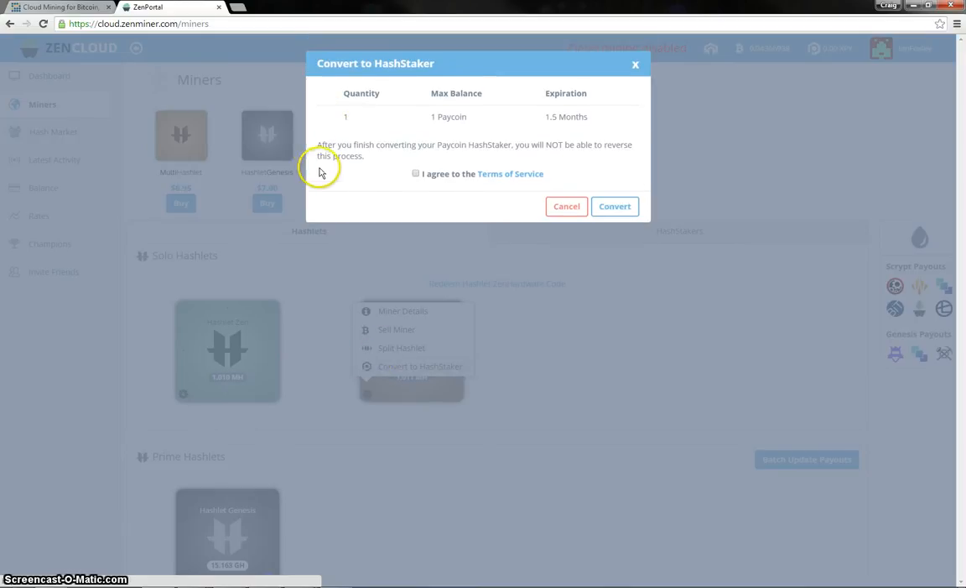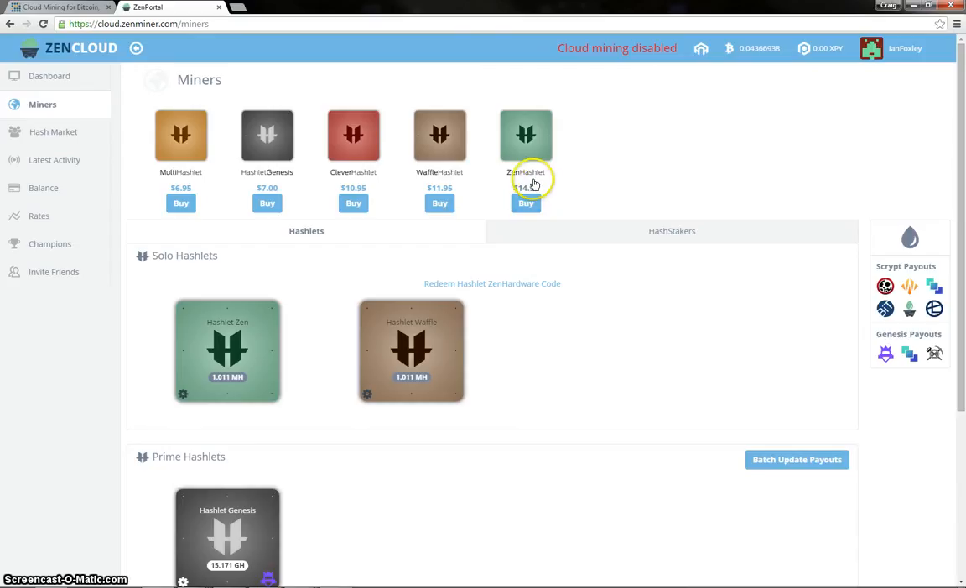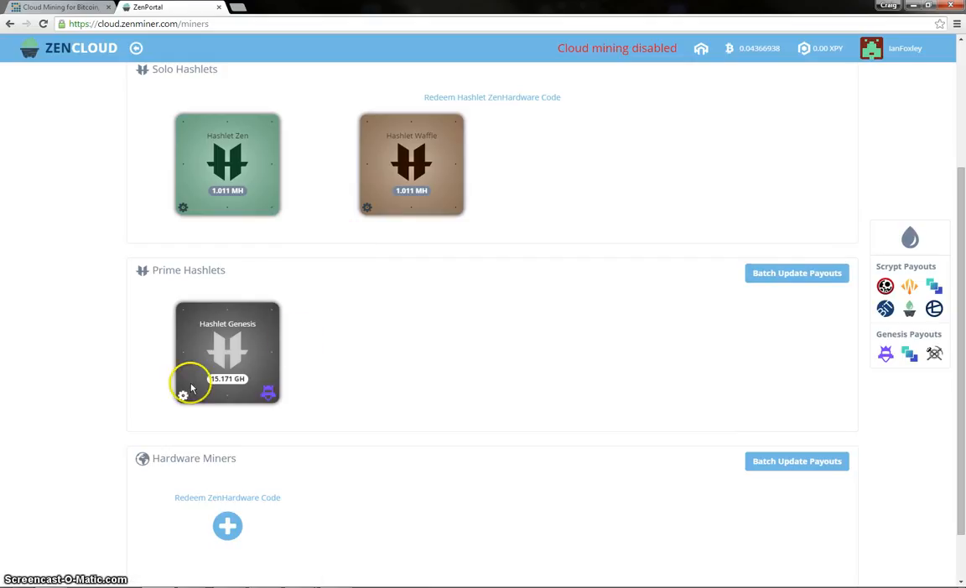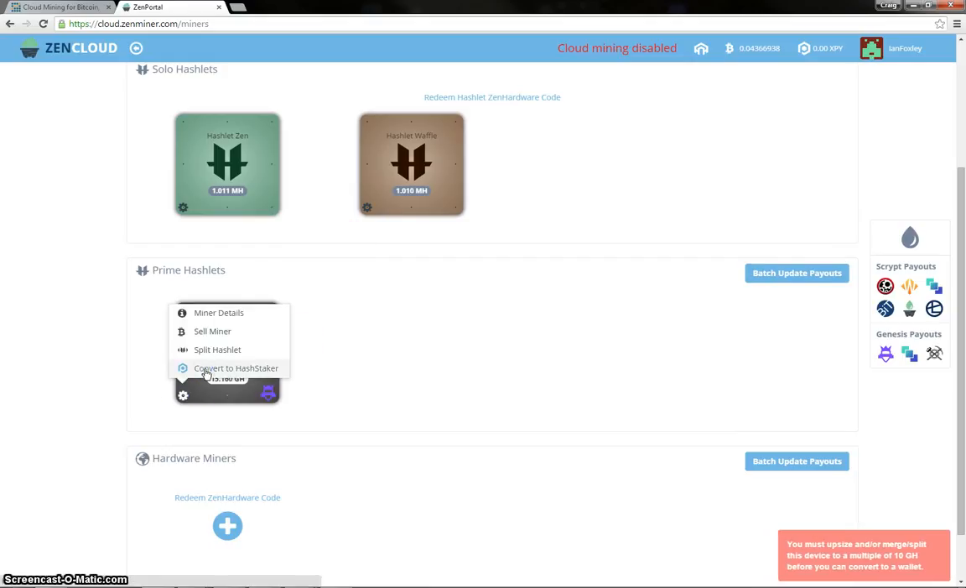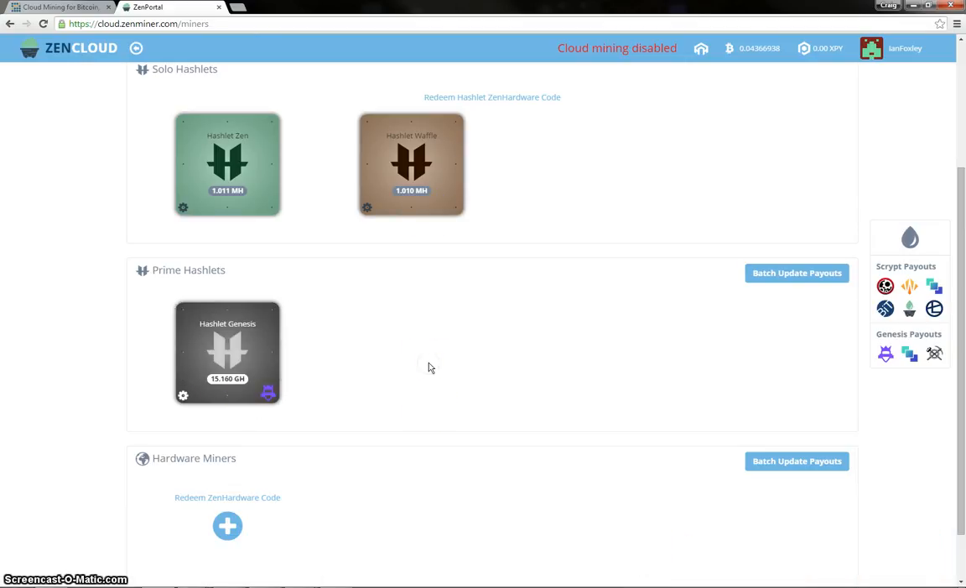Now, the Waffle Hashlet is apparently not as good as the Hashlet Zen, and the actual staking time is only half as much. Probably because, if you look here, the Zen Hashlet was $14.95 and the Waffle Hashlet was $11. So obviously they just do it that way. And the Hashlet Genesis, well, actually, I can't convert. A little message just said that I have to convert it to a 10. But that's probably going to be very similar to the Waffle. It'll probably be like a 1.5 gigahash contract.